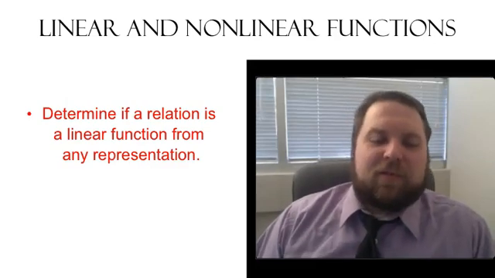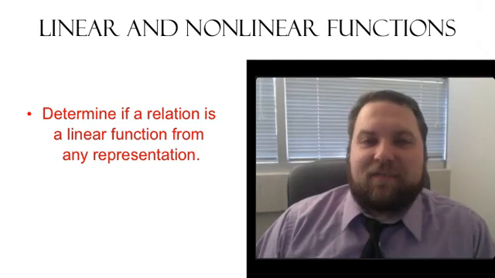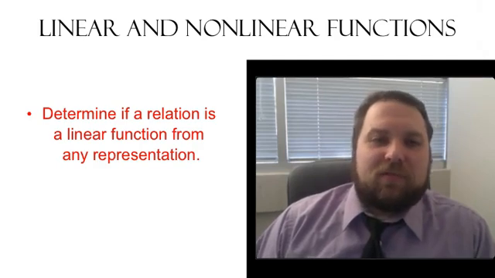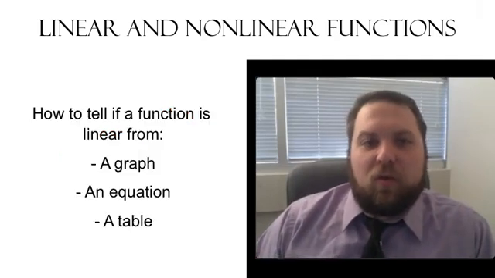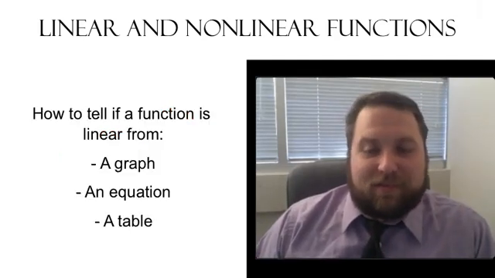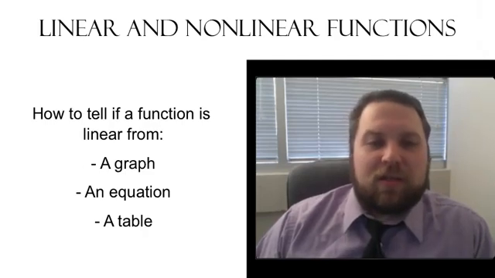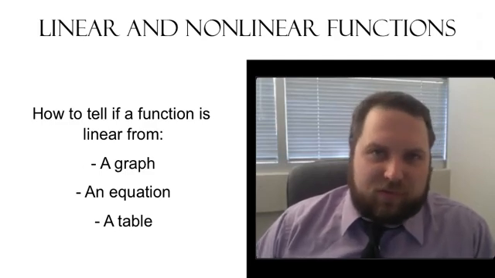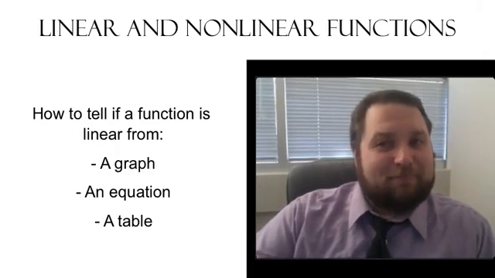In this video, we're going to be looking at a relation and determining whether or not it's a linear function, but we're going to be doing this from one of three different types of representations. We need to determine if the function is linear from a graph, from an equation, and, most difficult, from a table. So we're going to start with the most simple and work our way towards the more complex. And when I say we start with the simple, I mean it this time.